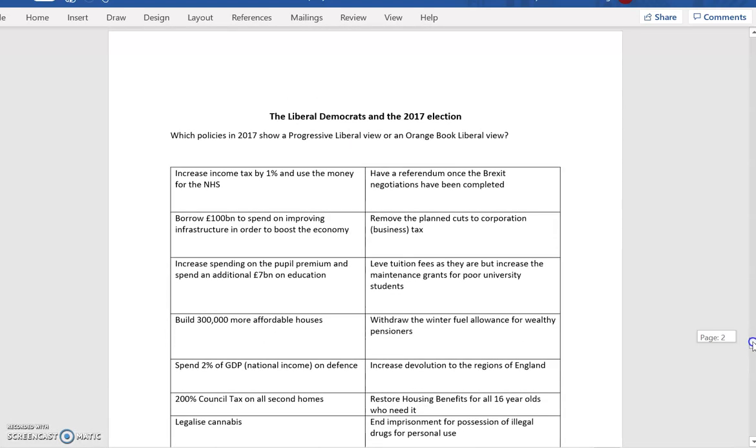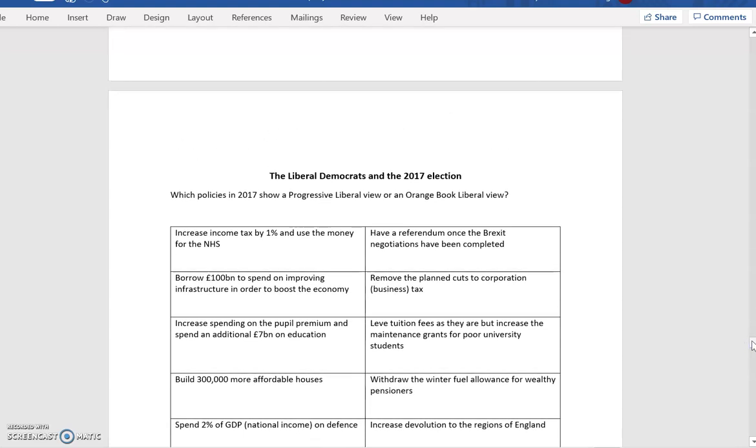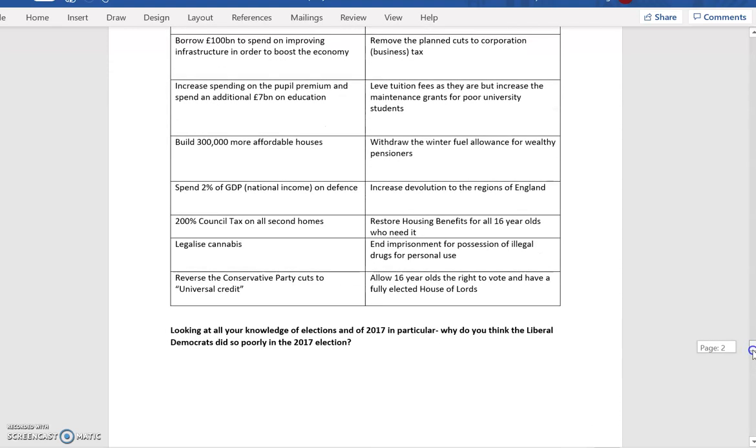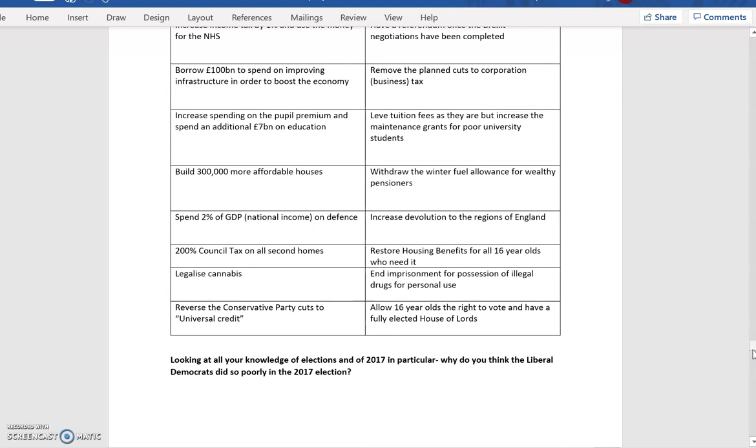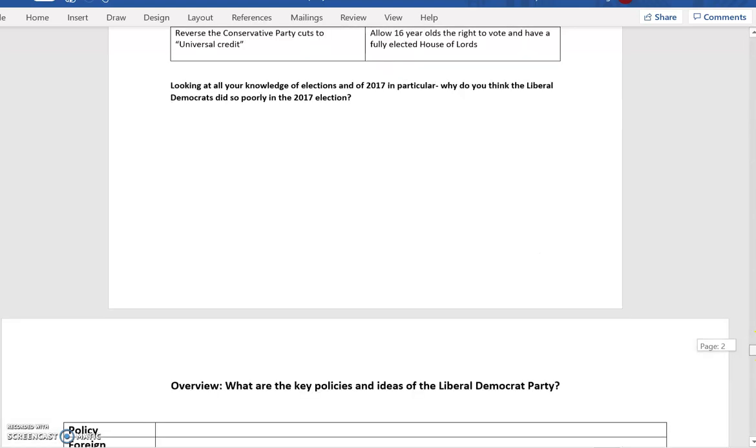And then this is the 2017 Liberal Democrat Manifesto. Obviously, it's not the most recent one, it's the 2017 one. And again, I'd like you to do the same exercise. Looking at the 2017 manifesto, which ones show more Orange Book ideas and which ones show more progressive ideas? One or two might fit into both. For example, the EU one: Orange Book and modern Liberals both believe in that, so that would fit into both. So colour those in the relevant colours, OB, or whatever.